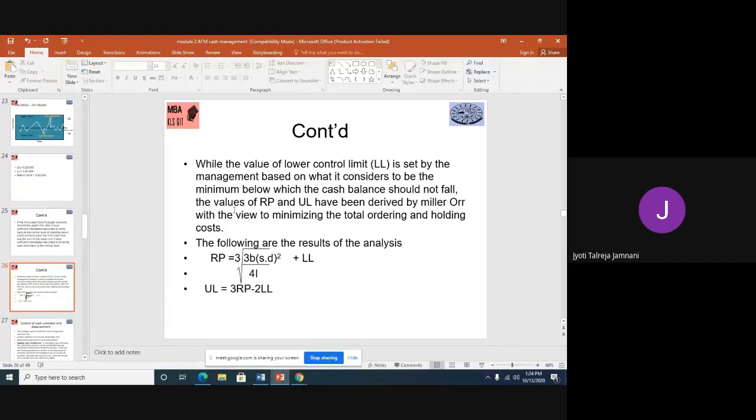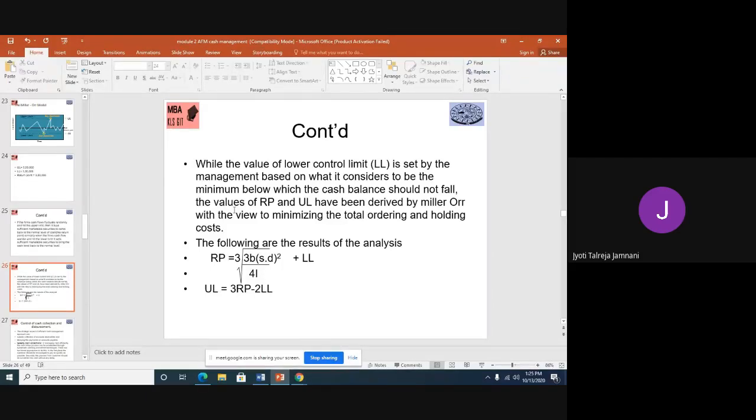What we can find are the values of the return point and upper limit. How to find them has been derived by Miller-Orr with a view to minimize the total ordering and holding cost. So he has also kept in mind the balance between the transaction cost and the opportunity cost. He calls it ordering and holding cost, but it is nothing but the transaction cost and opportunity cost. Keeping that in mind, he has derived this formula.